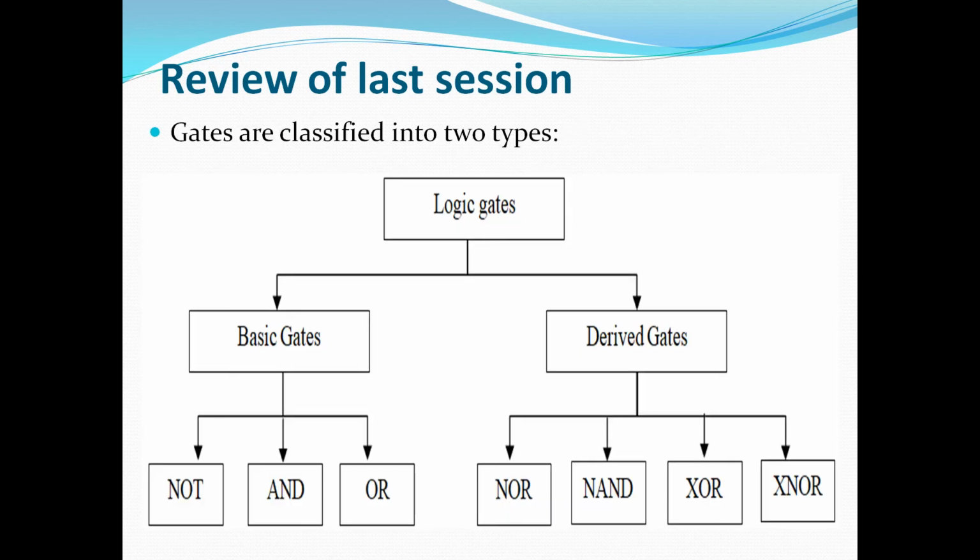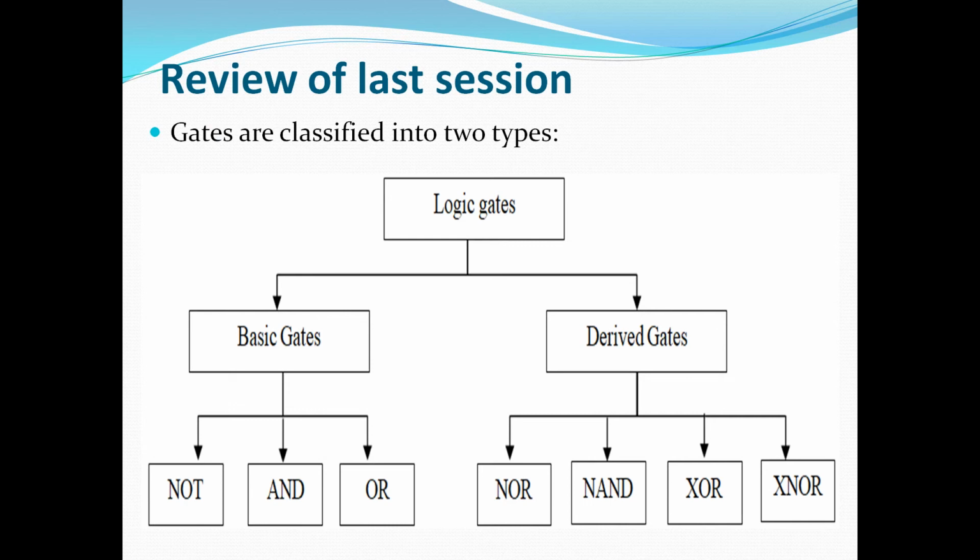Then we discussed the types of gates. Logic gates mainly we can divide into two types. One is basic gates, the second one is derived gates. The basic gates are NOT gate, AND gate, then OR gate. These are the three basic gates. Then the derived gates are NOR gate, NAND gate, XOR gate, then XNOR. These are the derived gates.